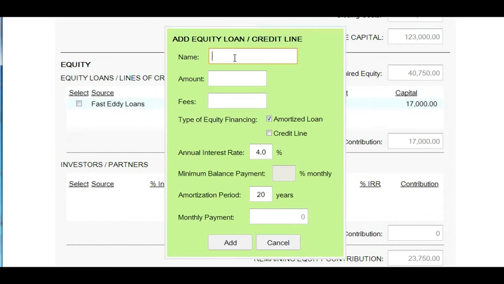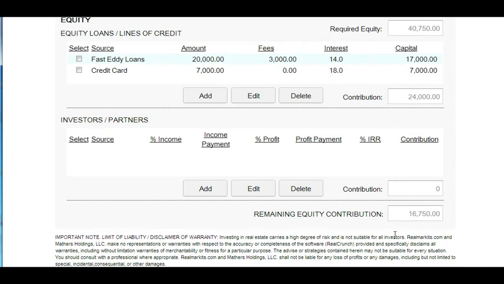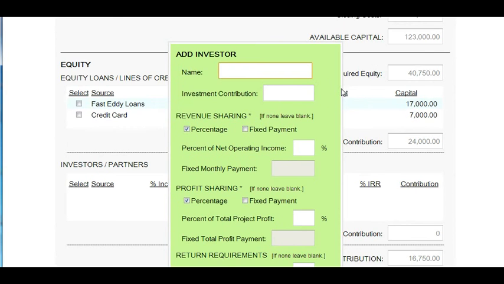And once again, for this example, add a credit card, and let's say it could be a HELOC or any line of credit. Let's say I got 7,000. No fees, it's a credit line. Interest rates 18%. And check any of your credit lines, they will tell you a minimum balance that's applied each month. You put that percentage in there, and 315. So there we go. With the credit card and Fast Eddie, we're up to 24,000. We only have 16,000 left to capital, so let's bring in some investors.